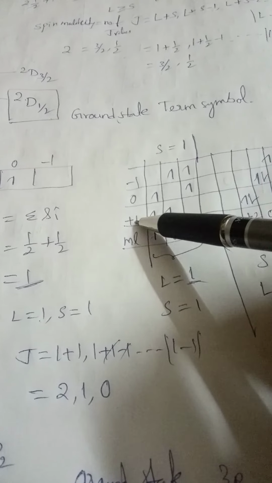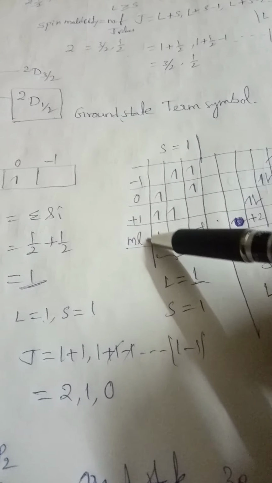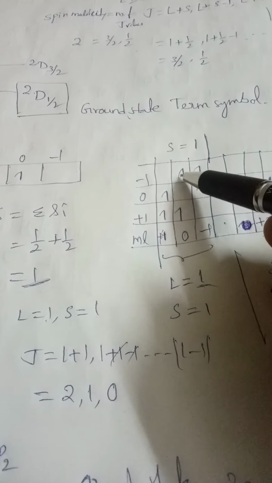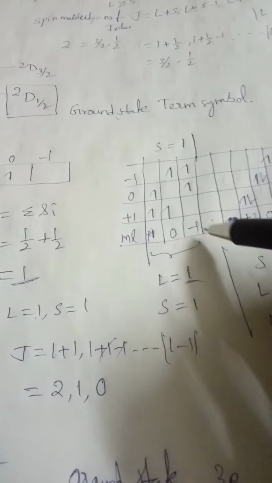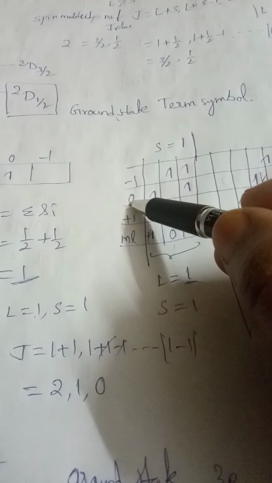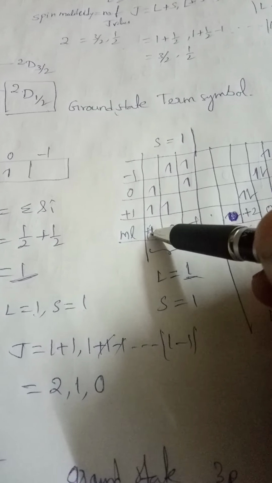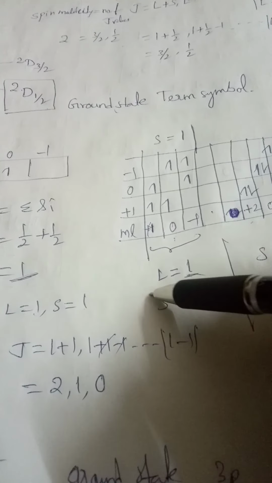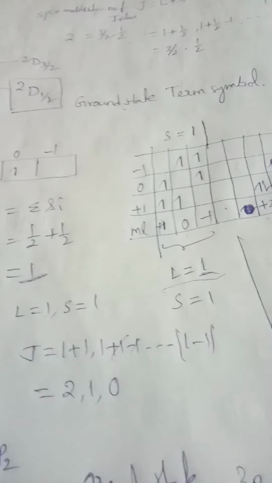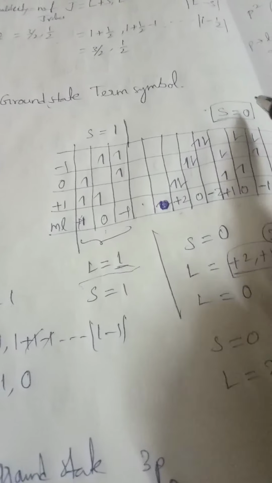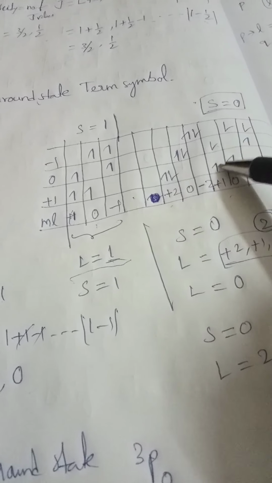So plus 1 and 0, total is 1. Again plus 1 and minus 1, so totally it is 0. Again 0 and minus 1, total minus 1. So this is the set plus 1, 0, minus 1. This is the L equal to 1 set, so the capital L value is 1, where S is equal to 1. Another possibility is that the 2 electrons are filled in the same orbital with opposite spin.